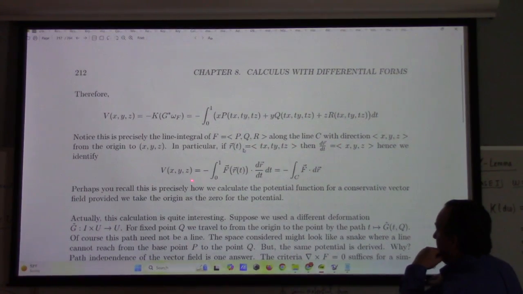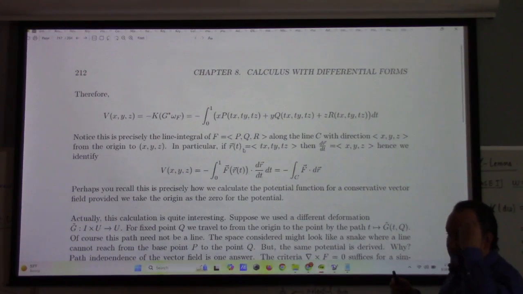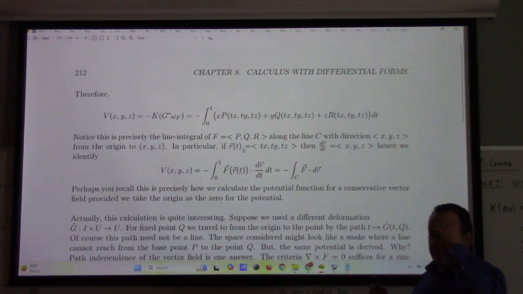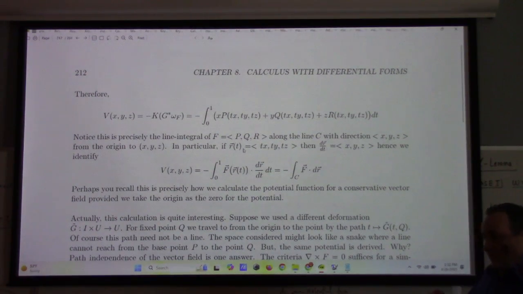And so, in short, we're led right back to the usual formula for potential energy for a conservative force. Namely, we take the line integral from the origin to the point you're interested in calculating the potential. That is derived from this larger story of the K-lemma.